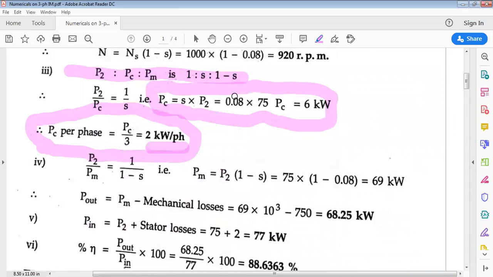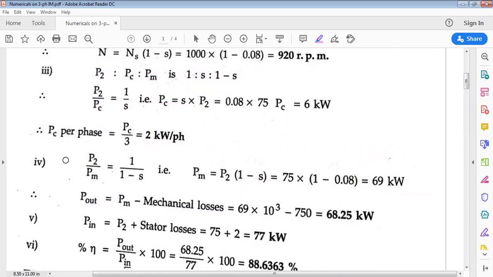Okay, so here again another relationship you can use: P2 by PM equals 1 by (1 minus S). Here P2 you know, S also you know. Using that you can calculate PM. Now whatever is the PM, subtract from it mechanical losses, you will get P output. Okay, getting everyone?